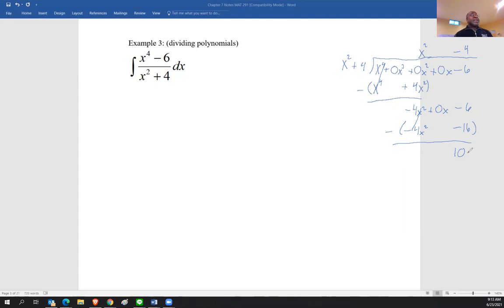All right, so the 10, that's going to be the remainder. And so as you know, we put the remainder over the divisor. So we'll have x squared minus 4 plus 10 over x squared plus 4.